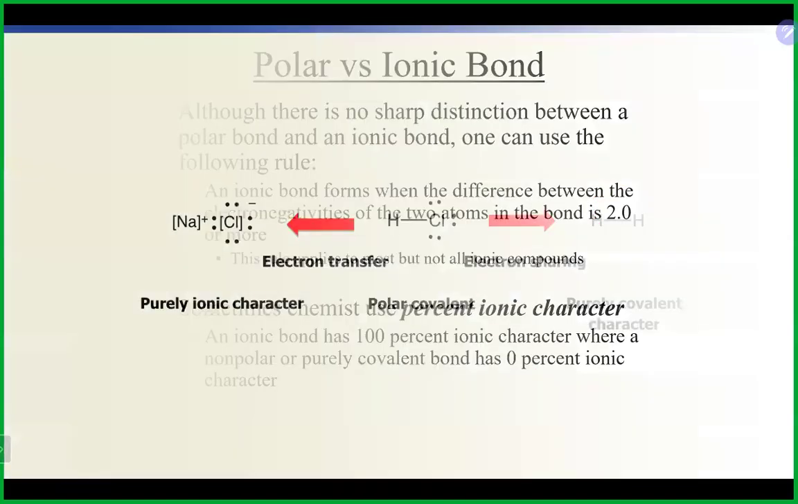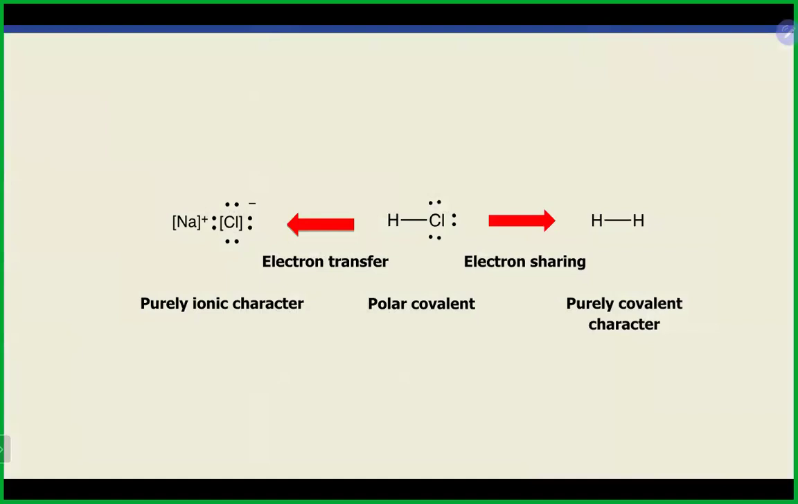Any questions on the different types of bonding? So as you can see here, purely ionic is transfer of electrons, purely covalent is equal sharing, and polar covalent is unequal sharing of electrons.